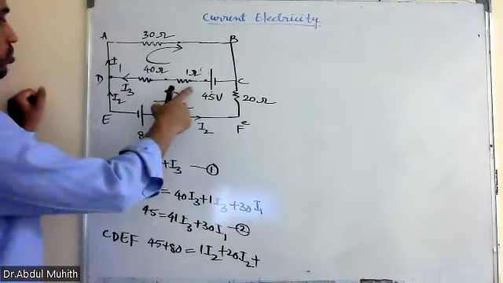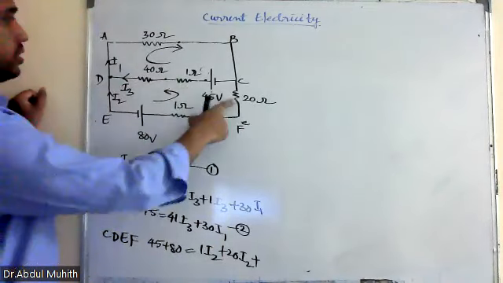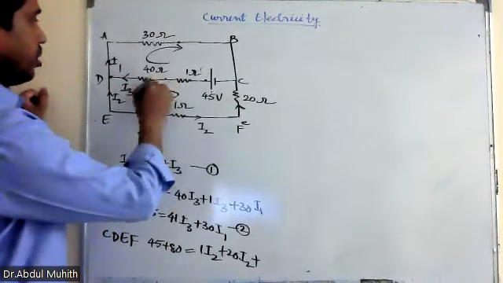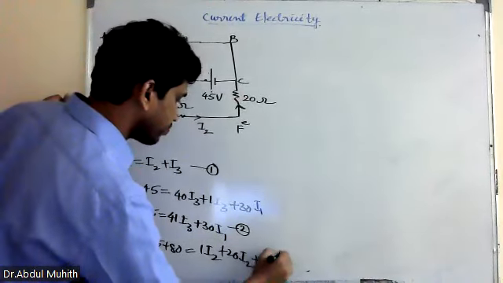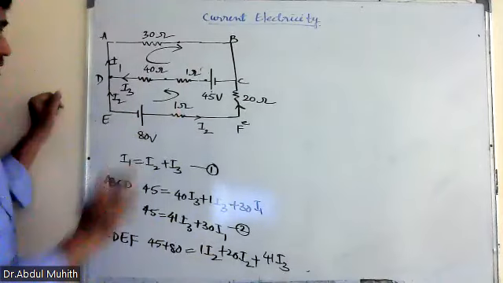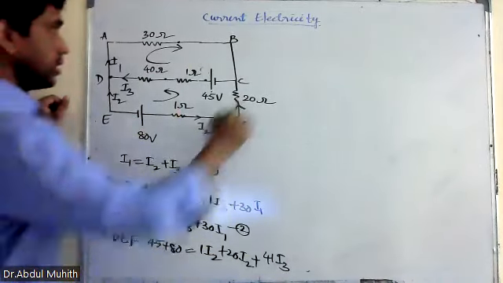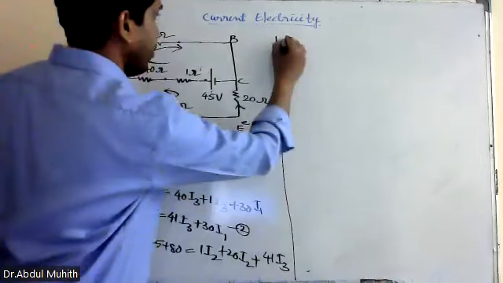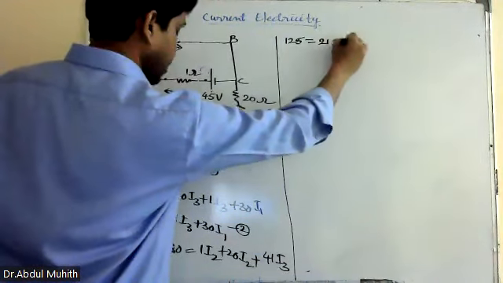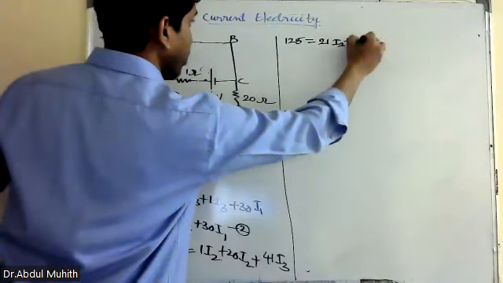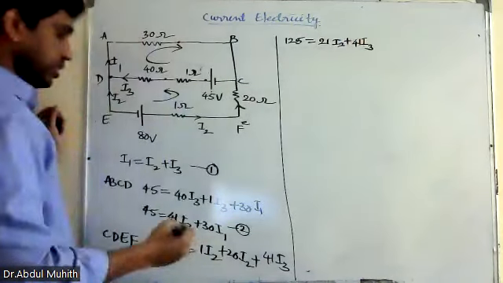Look at this, see its direction. It is in the same direction, right? Yeah, it is in the same direction. So 40 plus 1, 41, because it is the same current. 41 I3. Done. That's it. So I'm writing this circuit here as 125 is equal to how much? 21 I2 plus 41 I3. This is equation number 3.